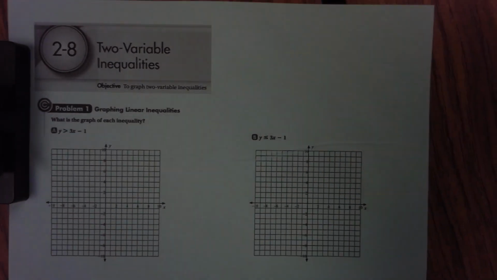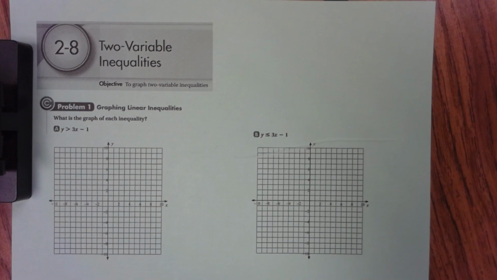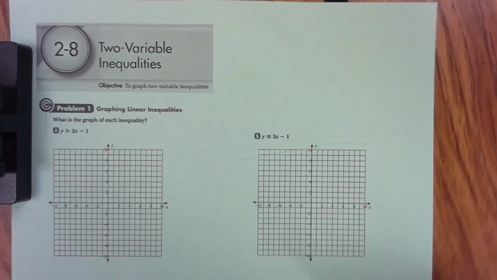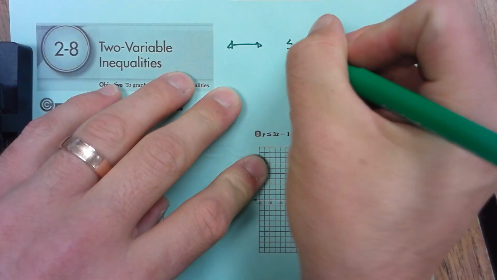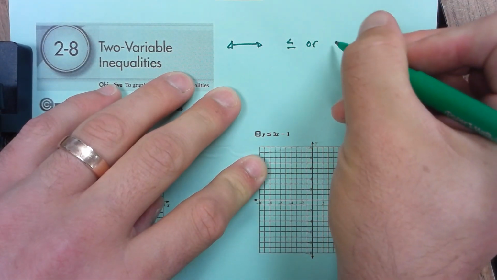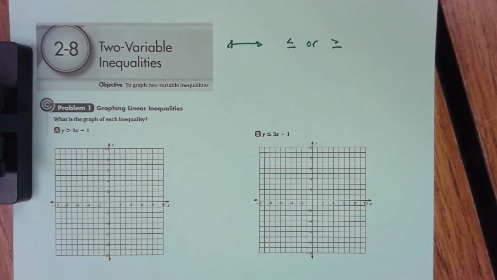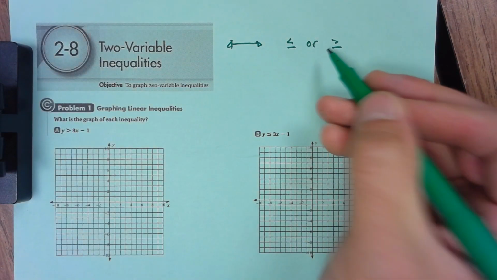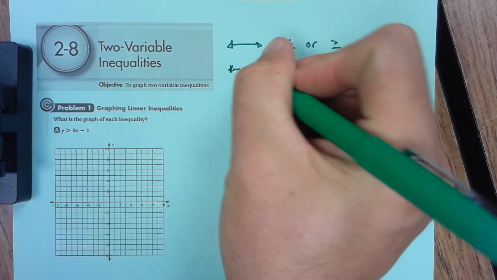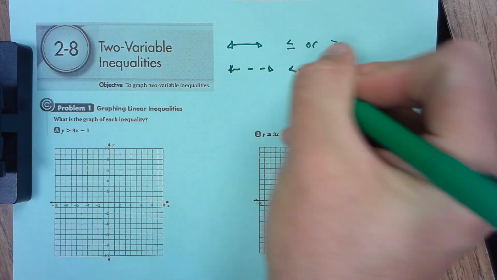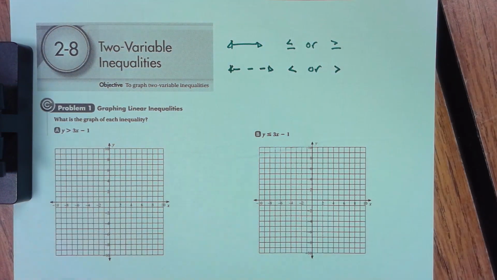The first thing that we need to decide is, is our line going to be a solid line or a dashed line? We use a solid line when we have greater than or equal to or less than or equal to. The reason that we use a solid line is because we're saying the points on the line will make the inequality true. So solid line for greater than or equal to or less than or equal to, as opposed to a dashed line, which is just less than or just greater than.